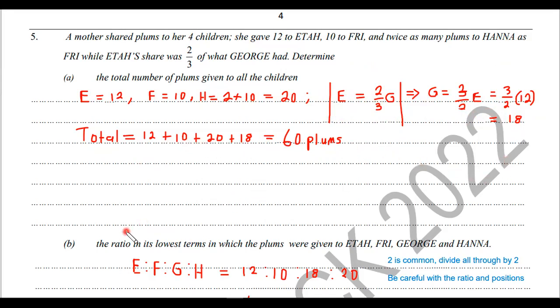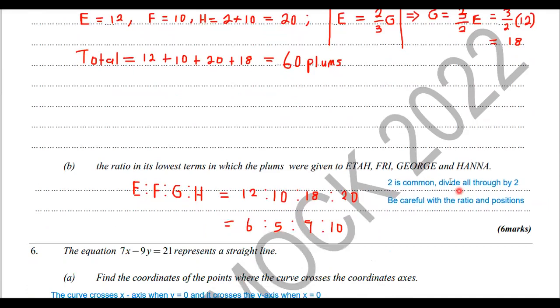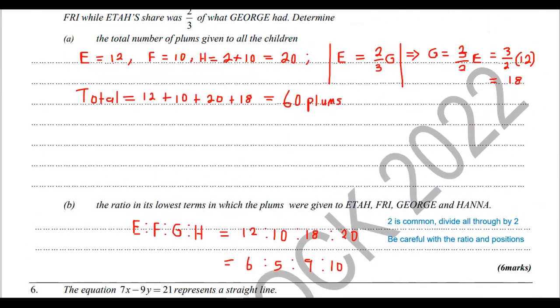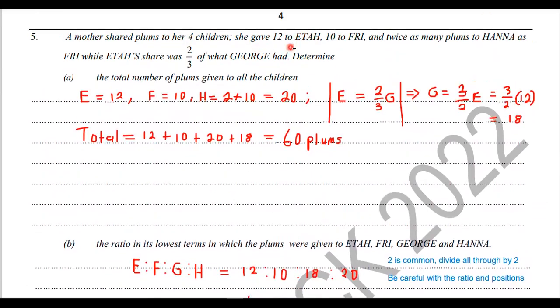Now, they say we should get the ratio in its lowest term in which the plums were given to Etta, Free, George, and Hannah. This is another point where students are going to commit errors. Why? Because they're not following the same order in which they listed them above. Above we have E, F, H, G, but here it is E, F, G, H. So many students will make an error and swap the positions of 18 and 20, and this is where they'll have some failures.